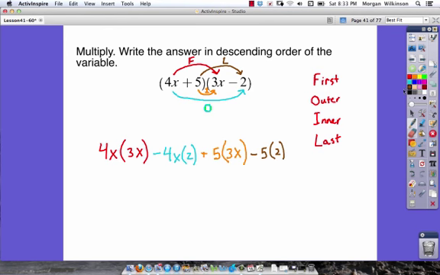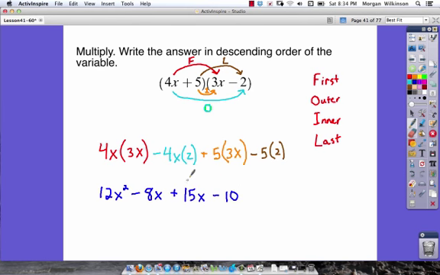And now with all this, we can go ahead and simplify to find our answer. 4x times 3x, that must be 12x squared. Minus, we've got 4 times 2, that's 8, minus 8x, plus, we have 5 times 3x, 5 times 3 is 15, so we must get plus 15x, and then we have minus 5 times 2, that's 10.